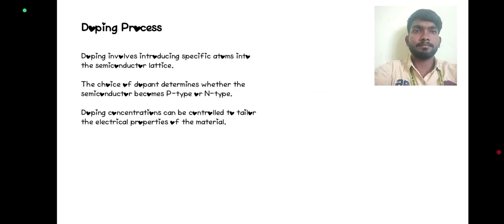Doping process. Doping involves introducing specific atoms into the semiconductor lattice. The choice of dopant determines whether the semiconductor becomes p-type or n-type. Doping concentrations can be controlled to tailor the electrical properties of the material.